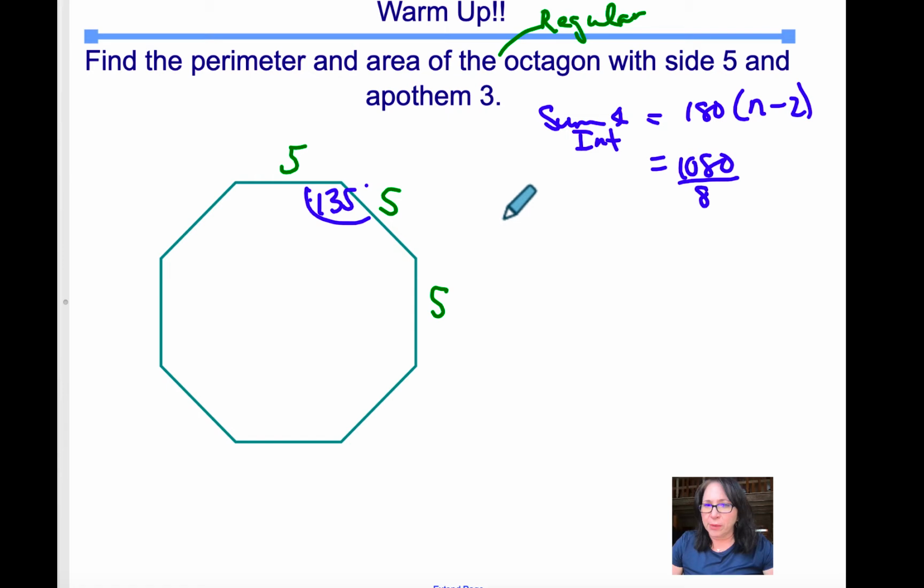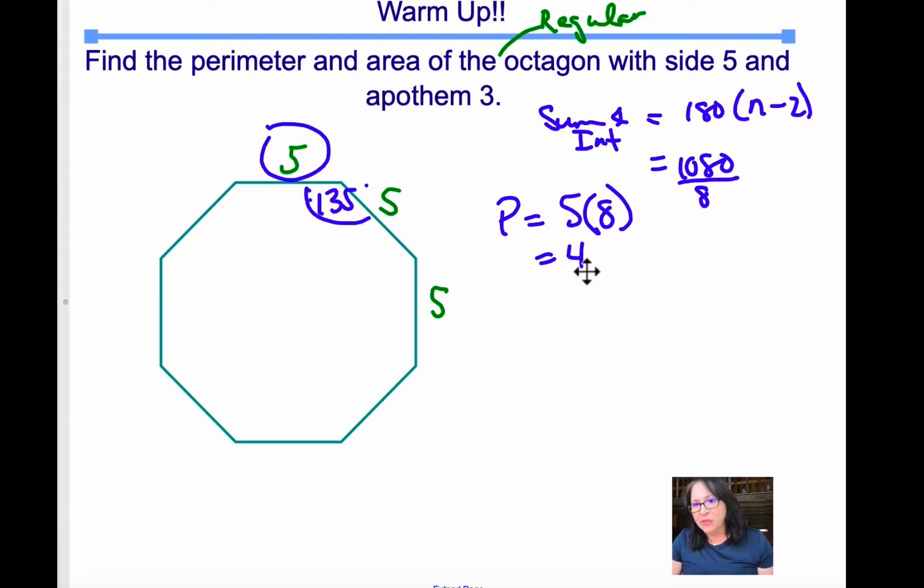So to find the perimeter, all we would do is take the length of one side, which is 5, and multiply it by the number of sides, which is 8. So 5 times 8 is 40. So the perimeter is 40, whatever unit we're in, 40 units, not units squared because that's only area. So that's just perimeter is 40 units.